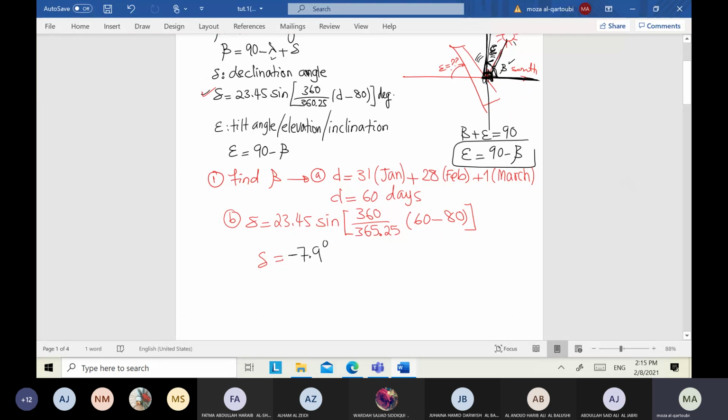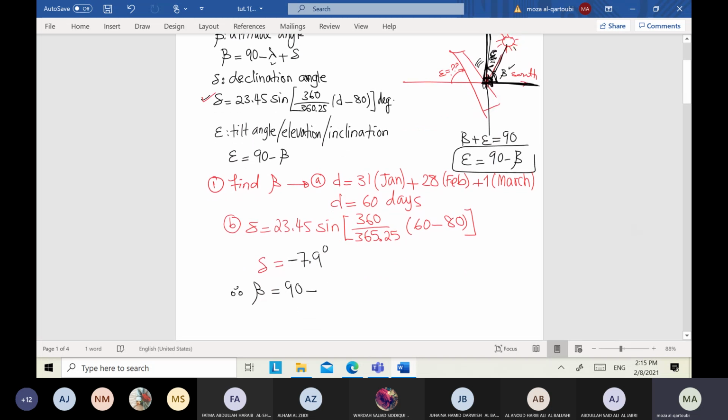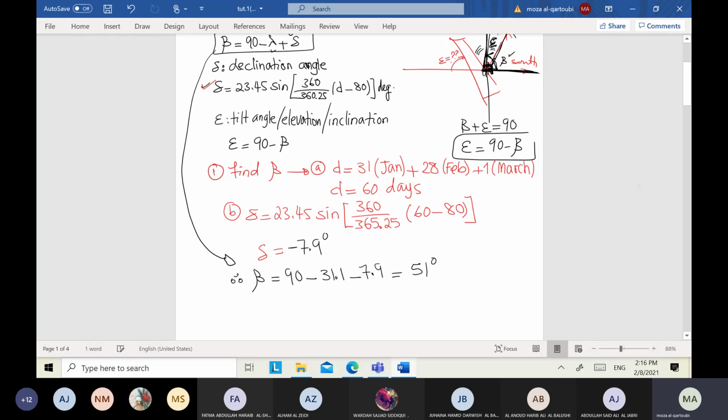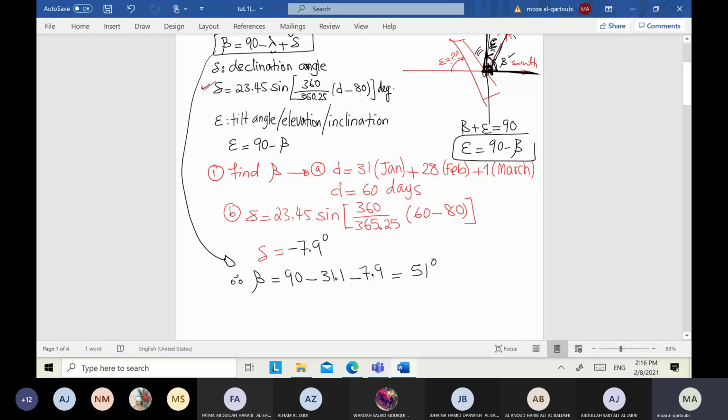So now we can find beta, because beta depends on the latitude angle and on delta, the declination angle. The latitude angle is given. So beta will be 90 minus lambda, where lambda in this question equals 31.1. So minus 31.1, then plus delta, where delta is minus 7.9. So the altitude angle equals 51 degrees. Now we finish step number 1.